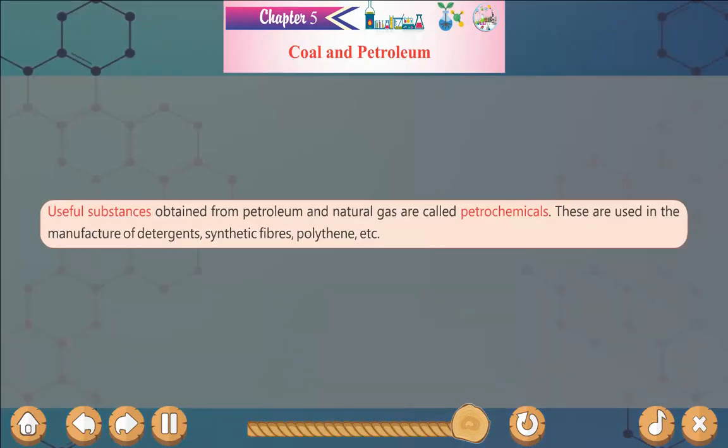Useful substances obtained from petroleum and natural gas are called petrochemicals. These are used in the manufacture of detergents, synthetic fibers, polythene, etc.